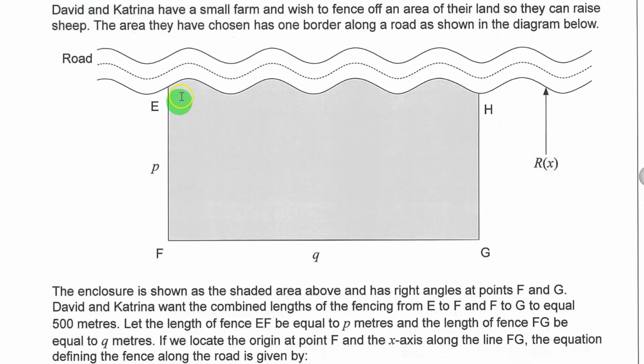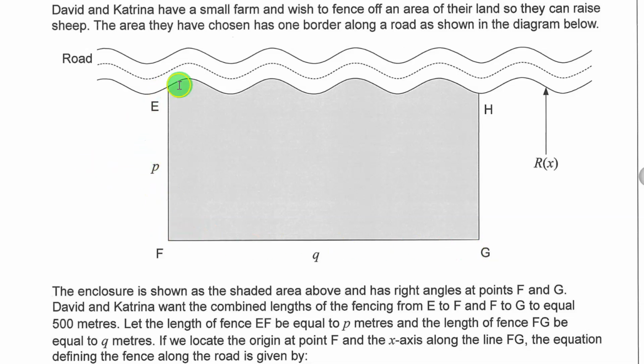We've got a couple of people with a farm, and here's a region. There's the definition of the region here. So there are 4 fences, a wiggly one and 3 straight ones. The origin is located at F, this dimension is Q, this is P, and they have to add up to 500 meters, EF and FG.